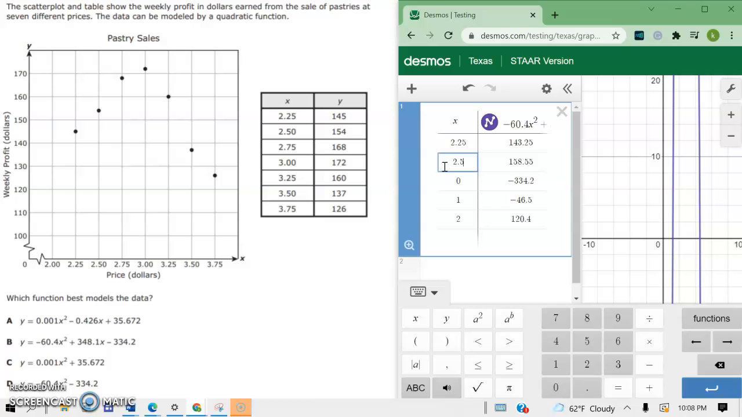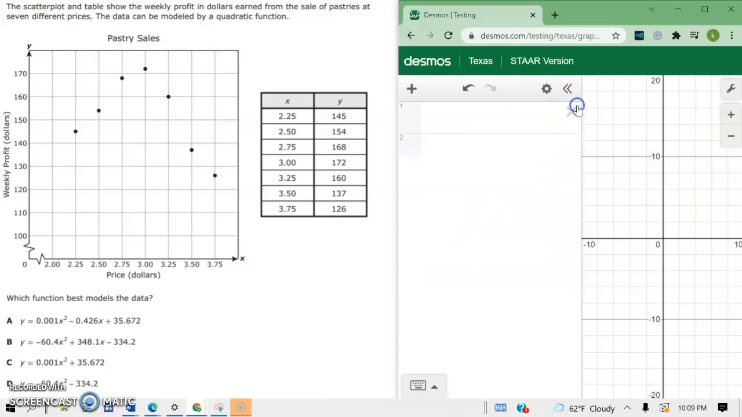How about 2.5? 158, 154, okay. 2.75, 166, 168, 3.00, 167, 172, 3.25, 159, 160, 3.50, 144. Okay, I mean it's off, but it's still in the hundreds, close to that number. And then we have 3.75, 120, 126. So we can say that maybe it's B.